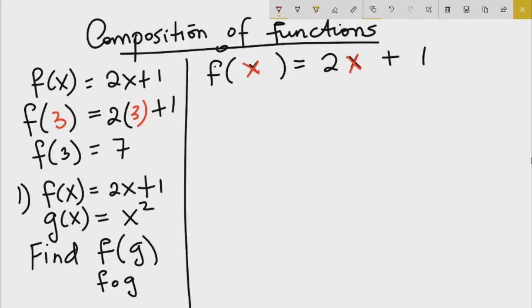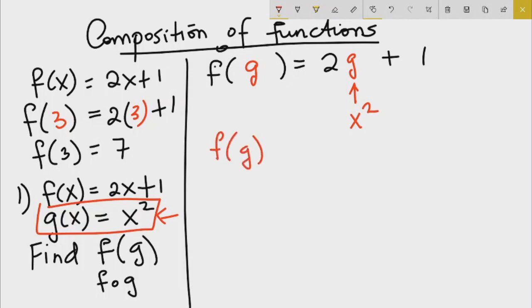So instead of the x in f of x, we are now asked to replace the x with a g, okay? So I'm just going to say f of g. But now, instead of just ordinary g, our g has a value of s squared. So what we want to do is to replace this g with s raised to the power of 2, okay? We know that this g is the same thing as s raised to the power of 2. So this will make our f of g to be 2s squared plus 1. So that's it.